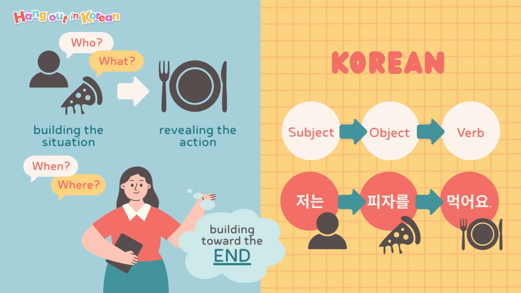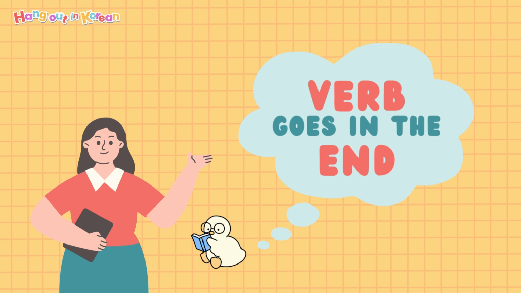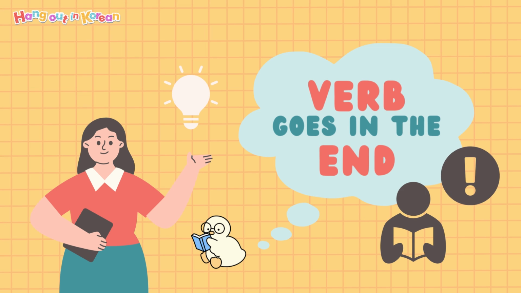Rather than thinking, Korean is backwards, it's much more helpful to think, Korean usually saves the action until the end. Once you begin expecting the verb at the end, Korean sentences become much easier to understand. In fact, that's probably the single biggest adjustment English speakers make when learning Korean.